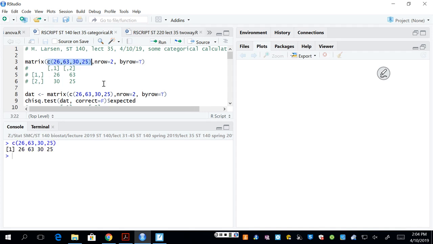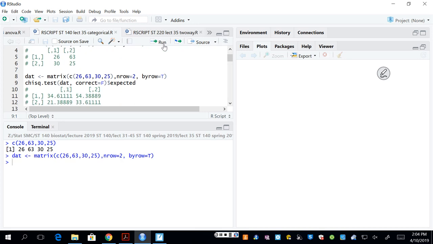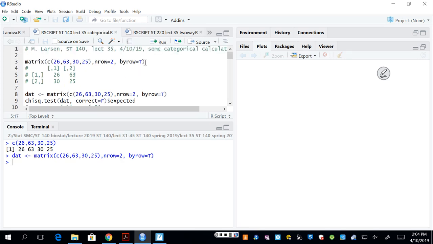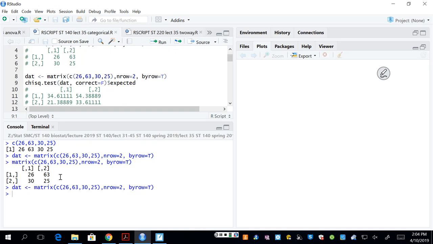But I'm going to put it inside of a matrix and say there are going to be 2 rows, and line these things up by row. The matrix does that. I'm going to save it as this thing called DAT. So DAT is now that 2x2 object, and I don't have to retype that same thing all the time.